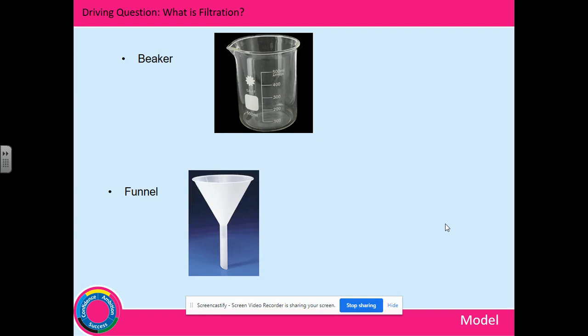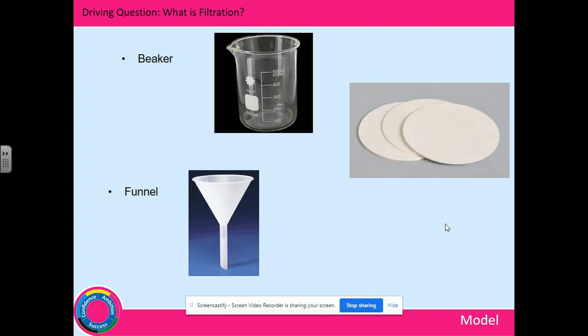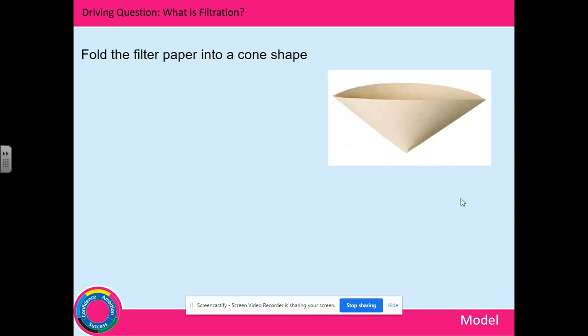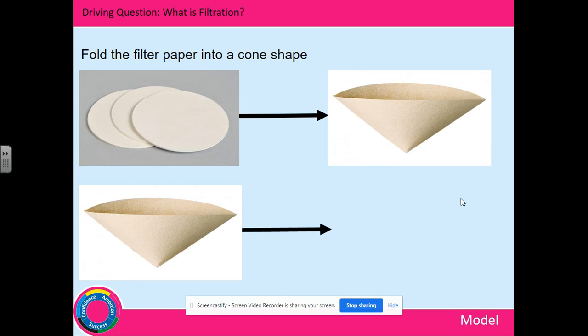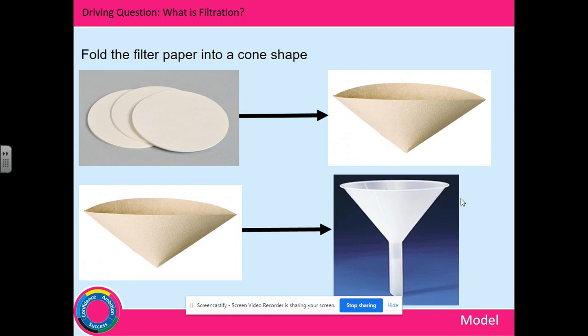This is a funnel. The third one, this is called a filter paper. Now, what we do when we're carrying out this experiment, we fold the filter paper into a cone shape. Now, why do you think we need to fold the filter paper into a cone shape? We have to fold the filter paper into a cone shape for it to fit into the filter funnel.